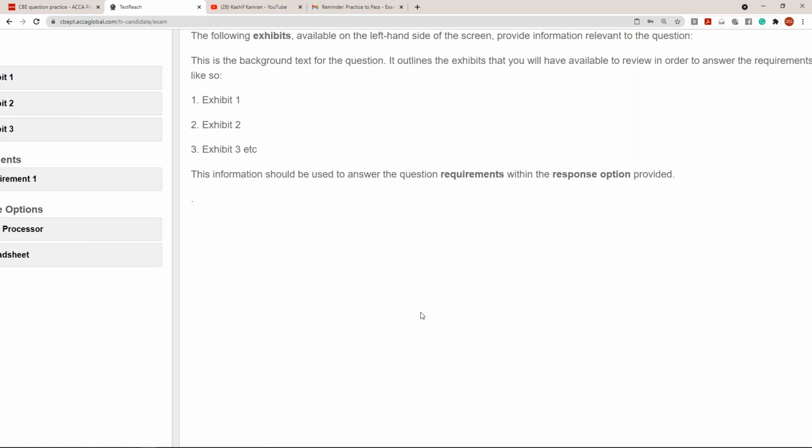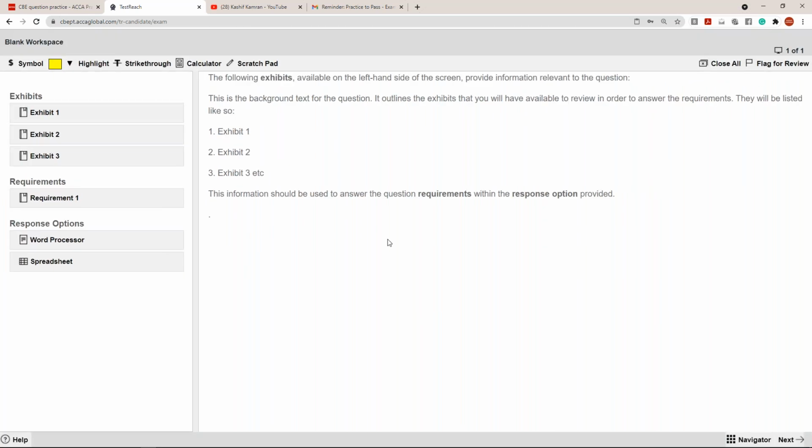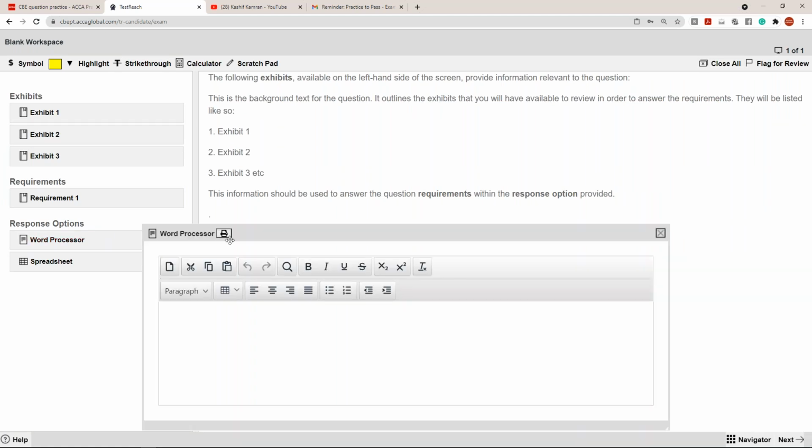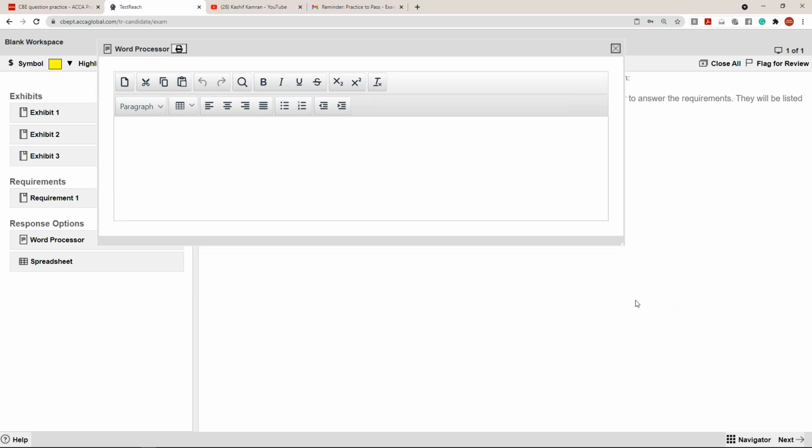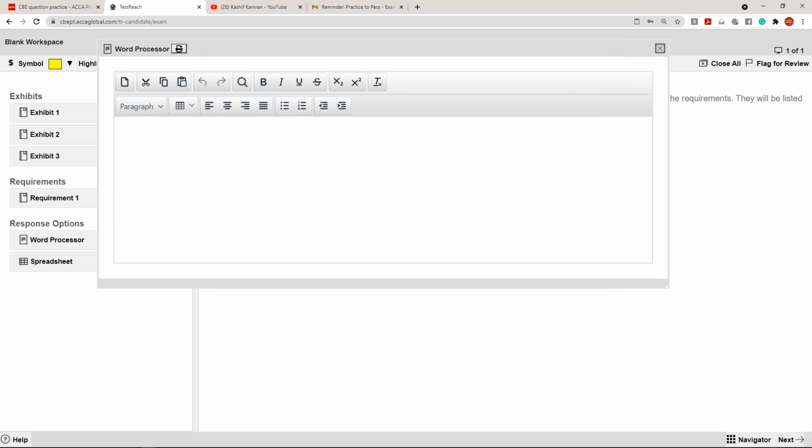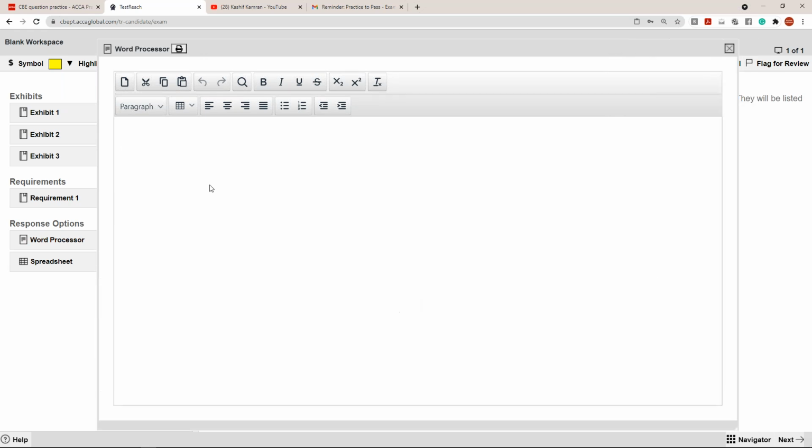Okay, so I come to the blank workspace now right in front of your screen. And why are we using the blank workspace? We're using it to write our answer in a word processor. And why are we writing the answer in a word processor? Because in the actual exam, we have to write the answer in a word processor, and that will increase the typing speed of the student. Is that clear to everyone?